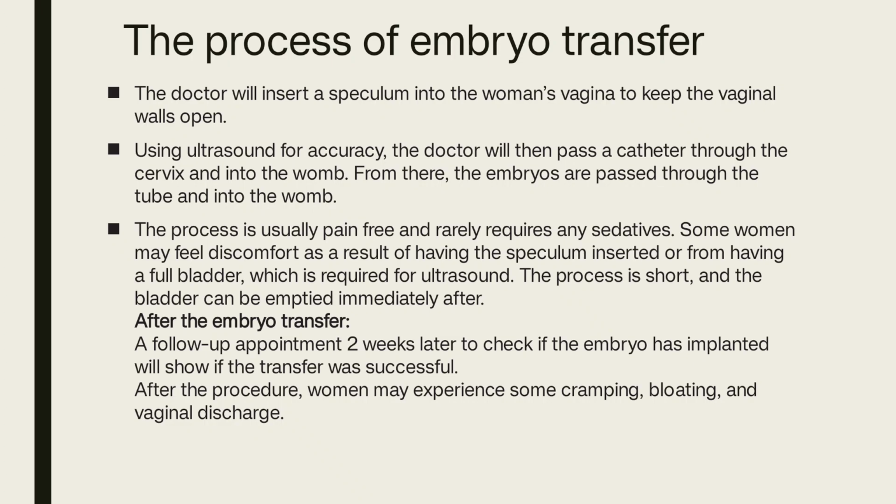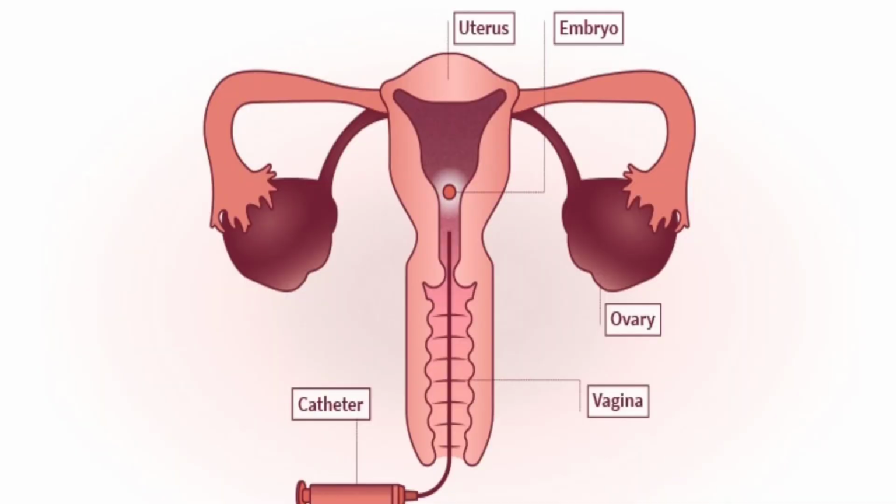After the embryo transfer, a follow-up appointment 2 weeks later to check whether the embryo has implanted will show if the transfer was successful. After the procedure, women may experience some cramping, bloating, and vaginal discharge. Here in this picture, you can see the catheter, which is inserted into the vagina.